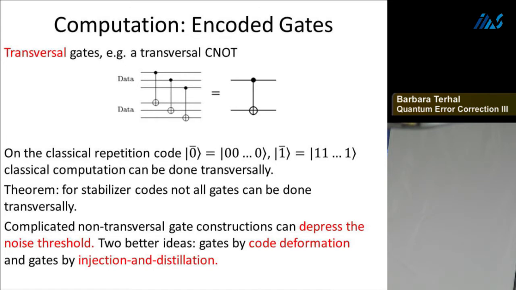Yeah, sure. I'm wondering whether the fact that you cannot do things transversally for stabilizer codes doesn't give you also a bound on the number of steps you need to do to deform?